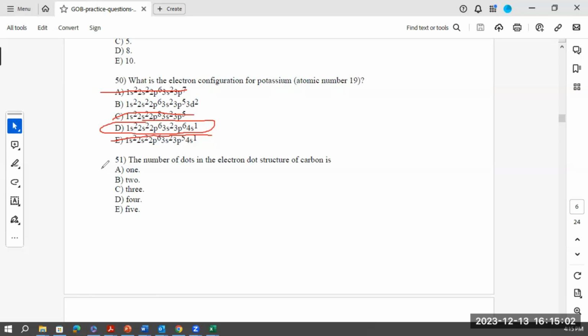Okay. So the number of dots in the electron dot structure of carbon. 4 is correct. D as in donkey.